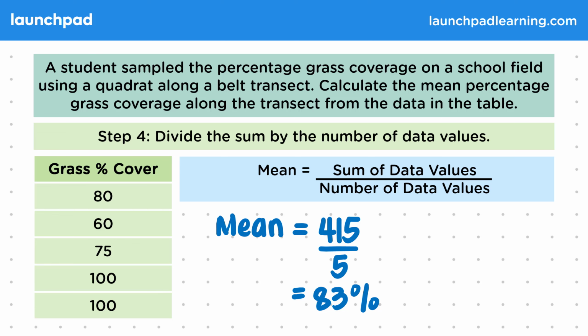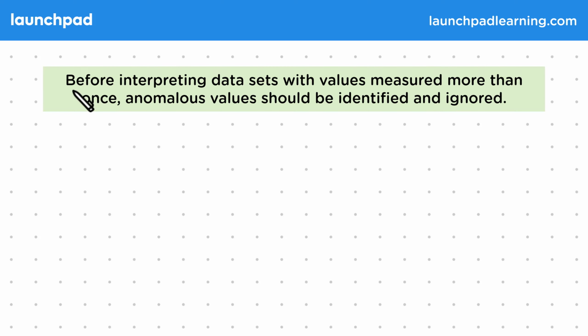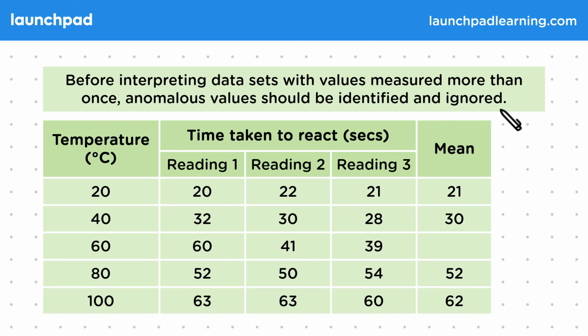How do we deal with data from repeated results? Before interpreting data sets with values measured more than once, anomalous values should be identified and ignored. So let's have a look at this table and see if we can find any anomalies. This value here is an anomaly, so we're going to highlight it. This is because it's so much greater than the other two repeat recordings after it, and it also doesn't fit in with the pattern of increasing values as temperature increases. At this point, what we can do is repeat and take another recording, or we can just ignore it. In the exam, you would ignore it because it's not possible to retake the reading.